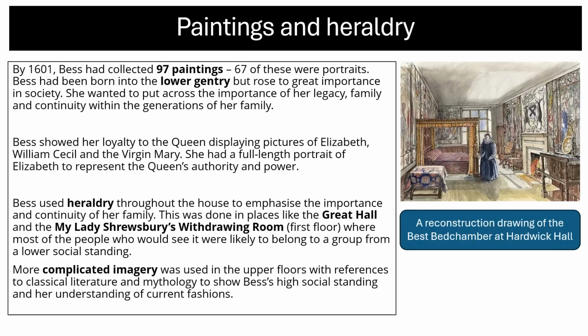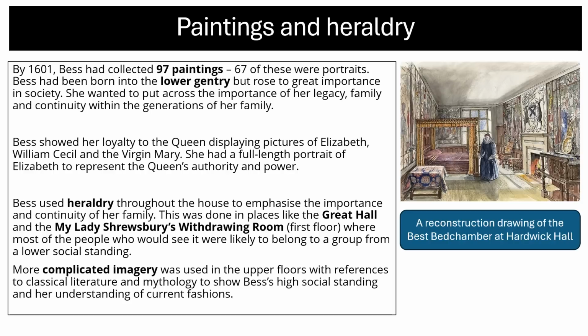She also had around 97 paintings, 67 of these were portraits. She was from the lower gentry, as we've seen, but she rose in great importance. So she wanted to put across the importance of her legacy, family, and the continuity with the generations of her family. She showed her loyalty to the Queen, displaying pictures of Elizabeth, William Cecil, the Virgin Mary, and she used heraldry throughout the house to emphasise the importance of her family, in places like the Great Hall and My Lady Shrewsbury's withdrawing room on the first floor, where most of the people who would see it would likely belong to a group of lower social standing.